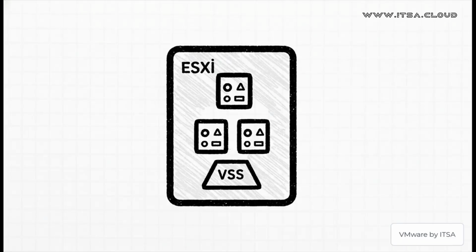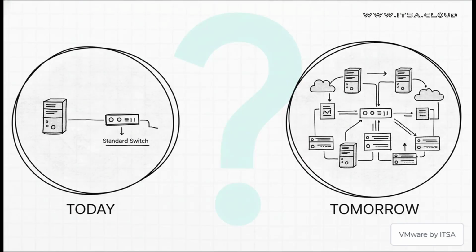So what's the bottom line here? The virtual standard switch is the simple, reliable, and foundational building block for all VMware networking. It's powerful, it's straightforward, and it really is where it all begins. And that leaves us with one final thought to chew on. The VSS is a fantastic tool, and it's perfect for a lot of needs today. But as your virtual world grows, as it gets more complex, will it be enough for tomorrow's challenges? And that's the question every IT pro eventually needs to ask themselves.